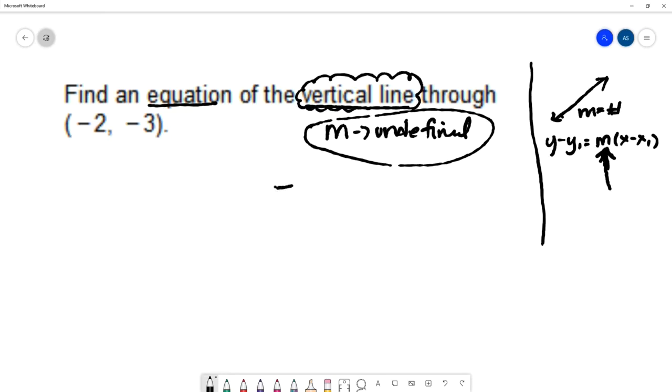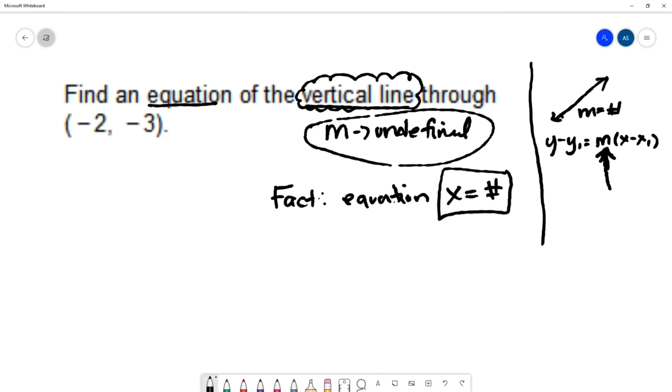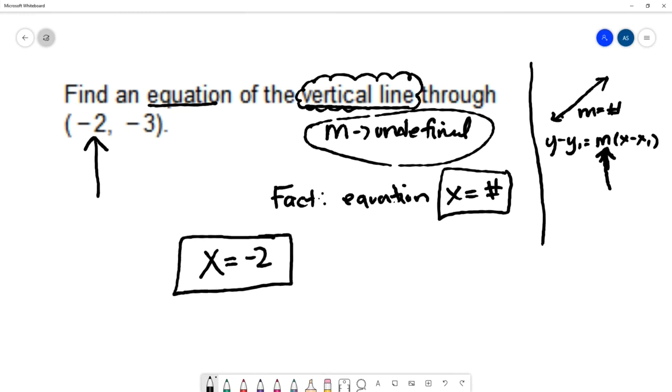So what you need to know about vertical lines is that the equation will look like this: x equals some number. So the equation of every vertical line can be written in that format. Now, what number for our example? We're going to use the x-coordinate. x equals -2. That's the equation of a vertical line that's going to pass through the point -2, -3.